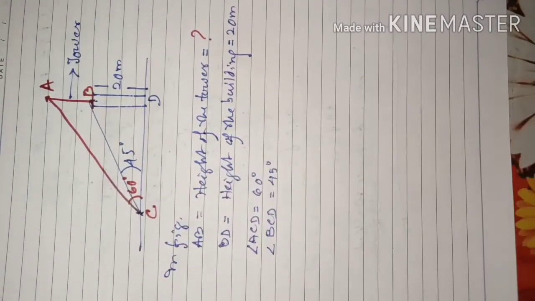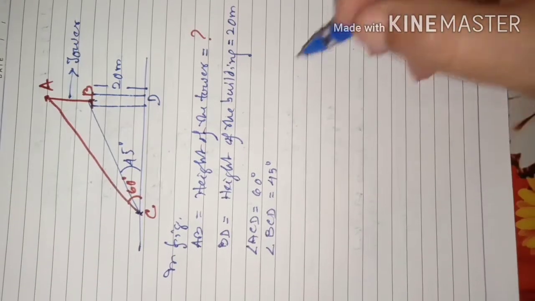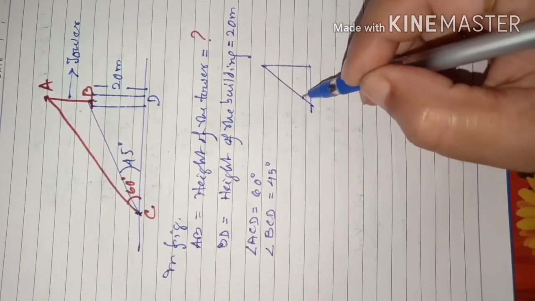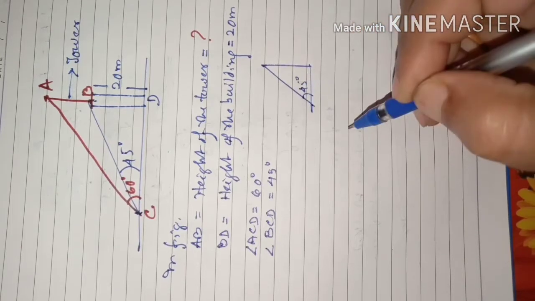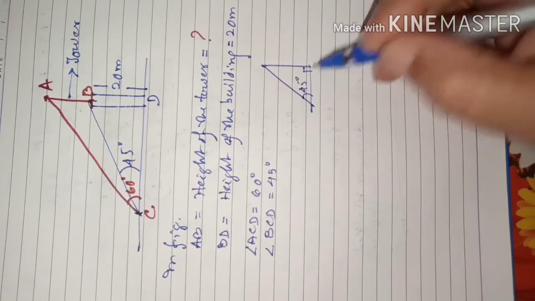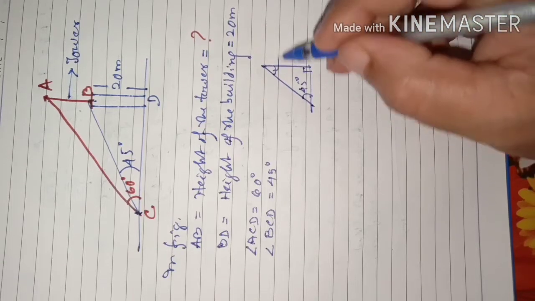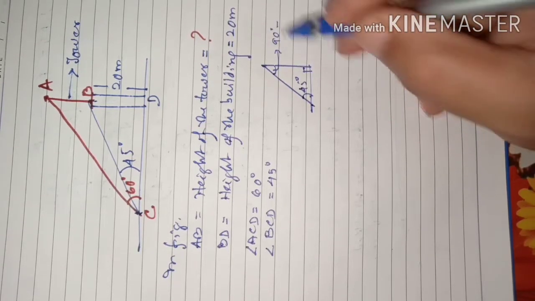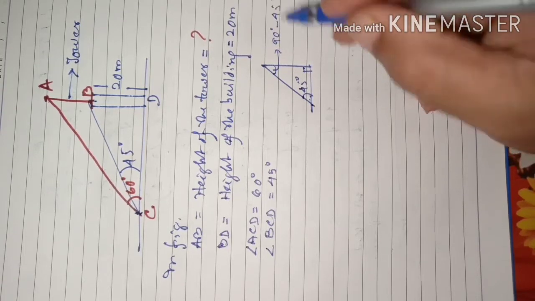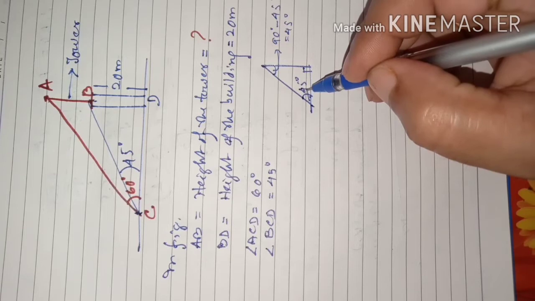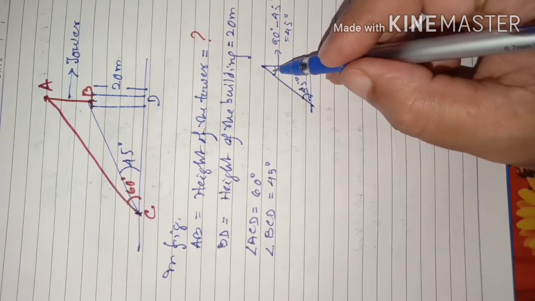Now one thing you can be sure of, students: suppose this is a right triangle, and in this right triangle this angle is 45 degree. Then this is 90 degree. You always know this is a right triangle. If it is 45, what about this angle? This also will be 45 only, because 90 minus 45 is also equal to 45. That means when one angle is 45 in a right triangle, the remaining acute angle also is 45.